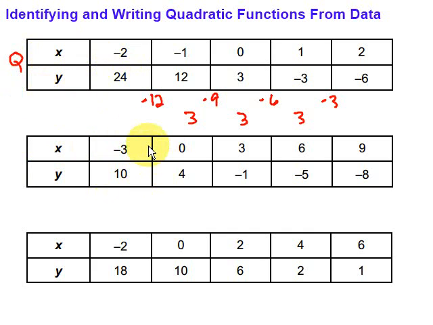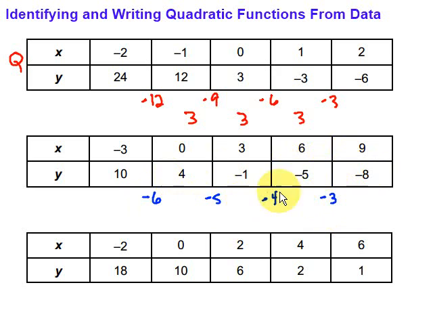Again, we want to look at the x values. Those need to be constant. So +3, +3, +3, +3. We're good to go there. Then look at the y values and see what we've got going. So we take the first differences. 10 to 4 is going to be -6. Then 4 to -1 would be -5. Then -1 to -5 is going to be -4. And then -5 to -8 would be -3.